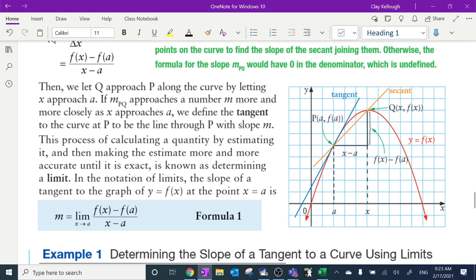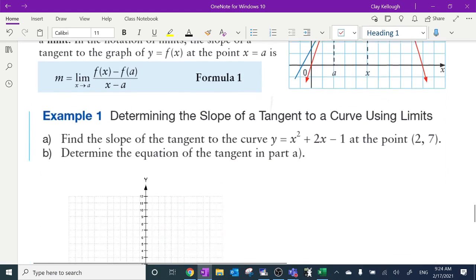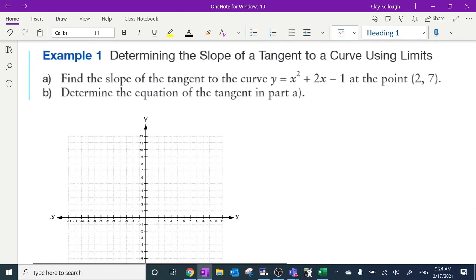So this is what we call limit notation. We're going to see a lot more of this, but basically the slope of the line is the limit as x gets closer and closer to a. That arrow means approaches a. And then this is just the slope formula, y2 minus y1 over x2 minus x1. We call that formula 1 in limit notation. And let's do one more example of it. So you might want to jot this down.